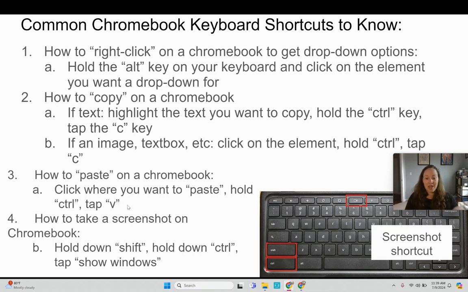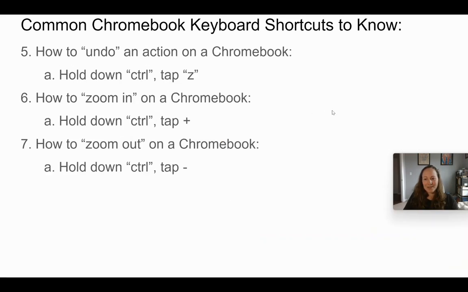So to take a screenshot, you're going to hold down Control, you're going to hold down Shift at the same time without letting up on the Control key. And then you're going to press the show windows key there at the top. That should take a screenshot, and then you should be able to paste that screenshot into wherever you need it to go. All right, so we'll use that feature on some assignments for your classes in the virtual learning environment here.